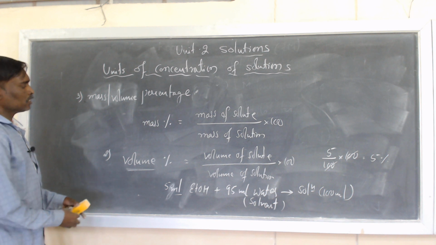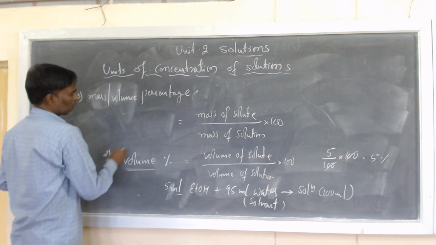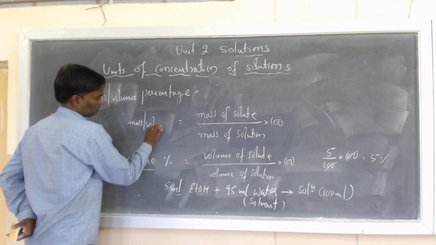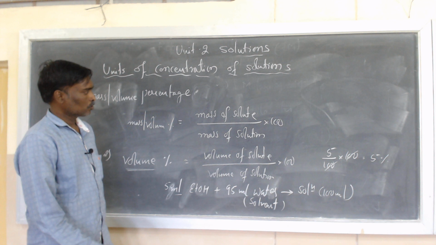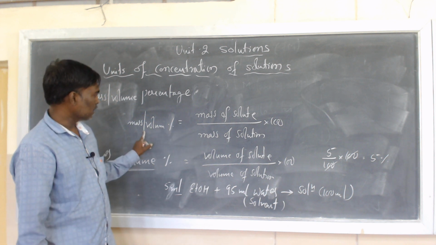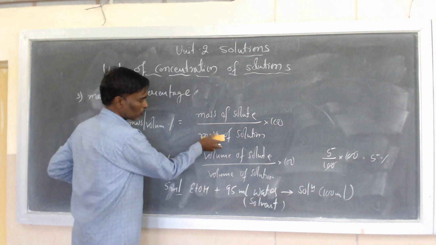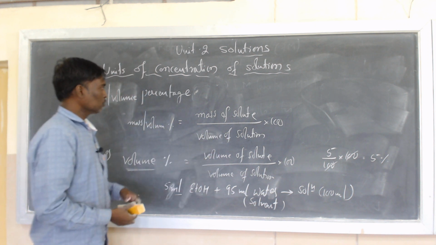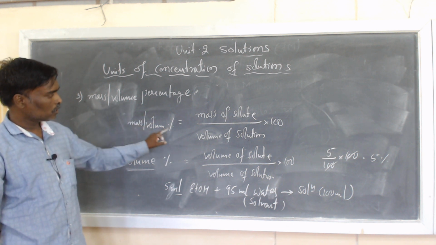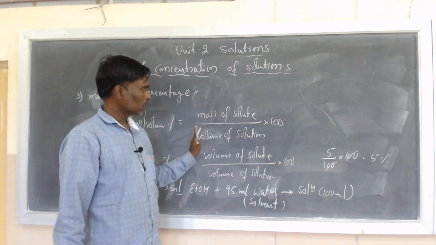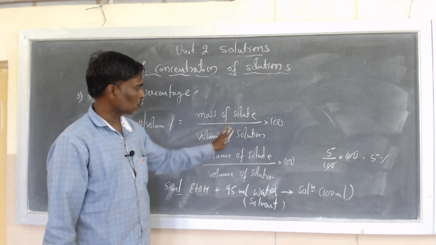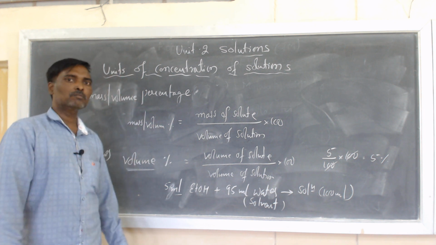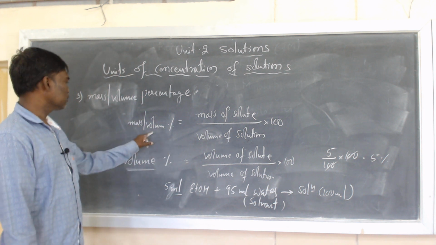Mass by volume percentage, that we simply write as mass by volume percentage. Here the formula we use is mass of a solute to the volume of solution. In mass percentage, mass of a solute is dissolved in a solvent, giving the total volume of solution. If you divide that mass of solute by volume of solution and multiply that by 100, you will get the concentration of that solution in terms of mass by volume percentage.